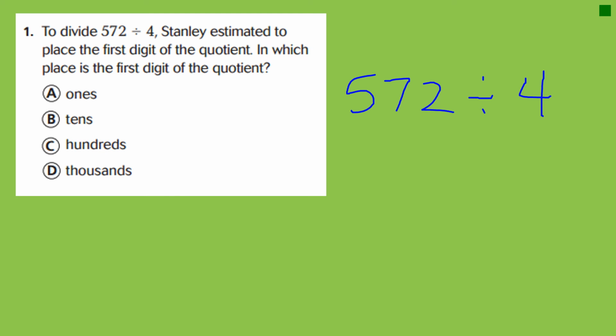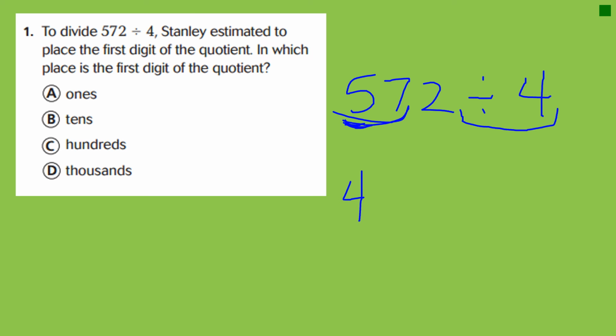Okay, so remember how you estimate in division? You look for compatible numbers. Okay, so I'm just looking at that first digit, 5. And I mean, it's not a great estimate, but what's close to 5 that's compatible with 4? Well, what are the multiples of 4? 4, 8, 12. What's the first one? 4, right? 4.